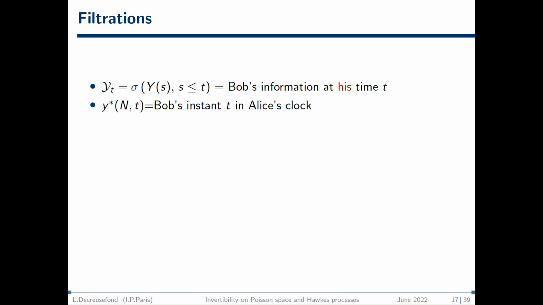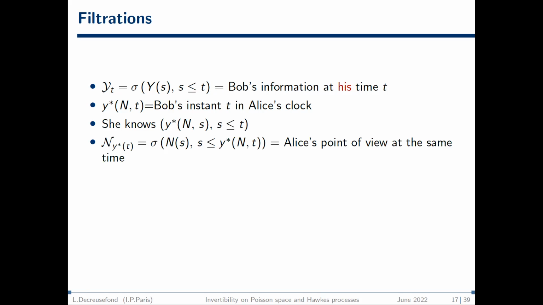But from Alice's point of view, time t for Bob is time Y star n of t for Alice. So Alice knows the clock of Bob. She knows Y star n of s. She knows the whole story of Bob's clock. Okay. And what does she know? She knows exactly which road signs Bob saw before his time t and before her time Y star n of t.